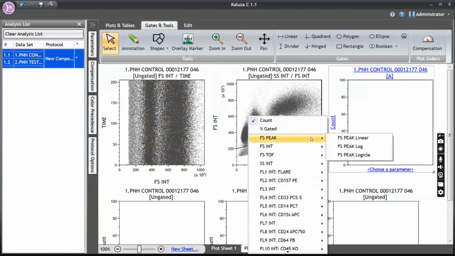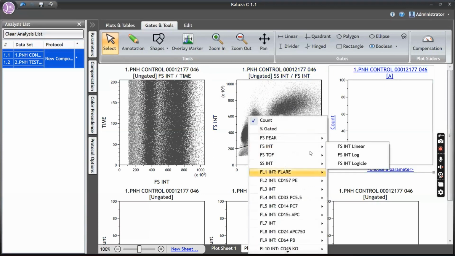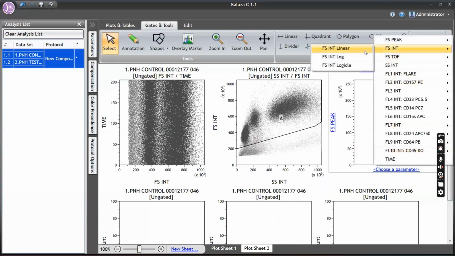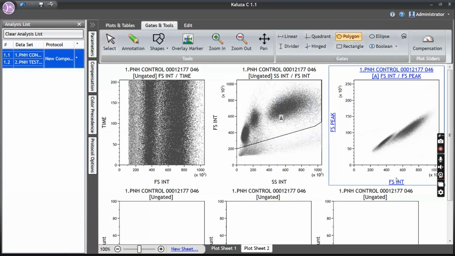Now what is the third plot? After the live gate, what is the third plot? The viable gate. Come on, what is the third plot we need to draw? Universal plots. Singlet plot. So you do forward scatter peak versus forward scatter integral. Now you need to select only the singlets, eliminating the doublets.